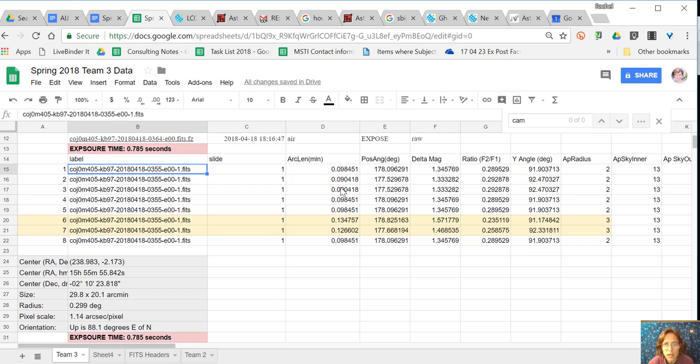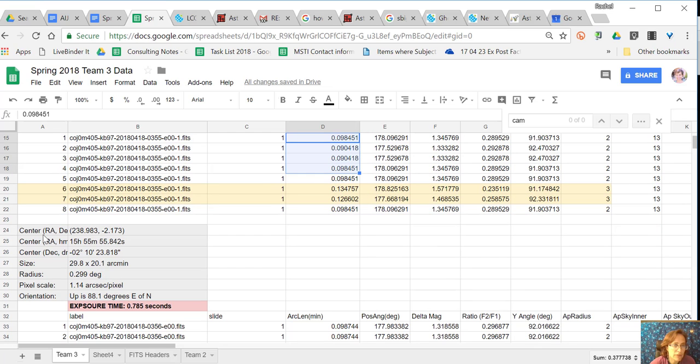Observatory. What I found is the aperture 3 is inconsistent in its measurements, and so we're not going to use those. So for all the analysis I've done, we're using aperture 2, which it shows right here, and we have the arc length and the position angle. And this is information from the FITS header, and it gives us the pixel scale that we can use.